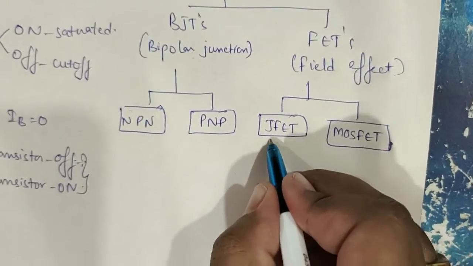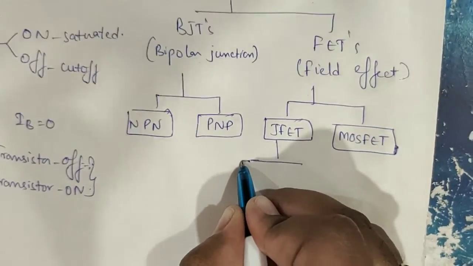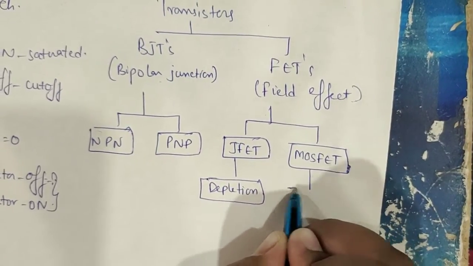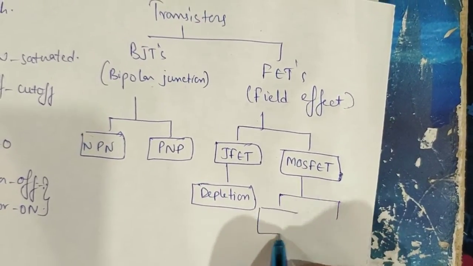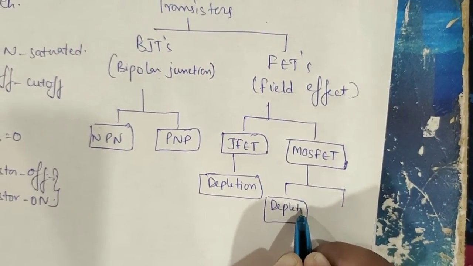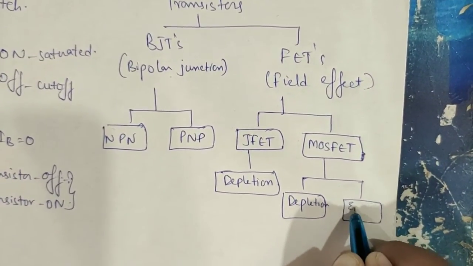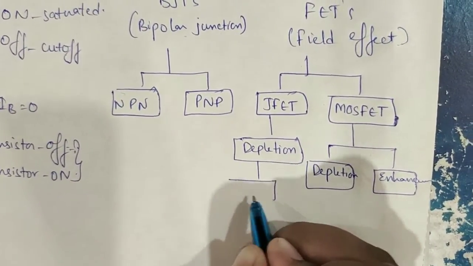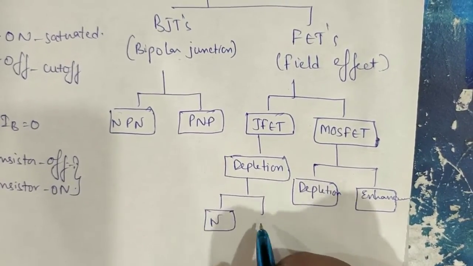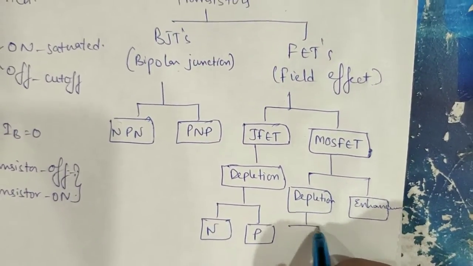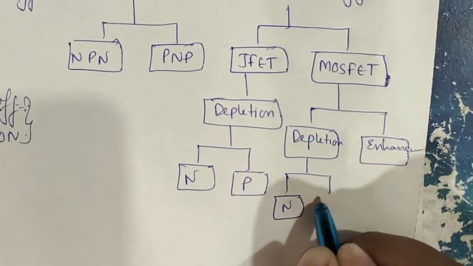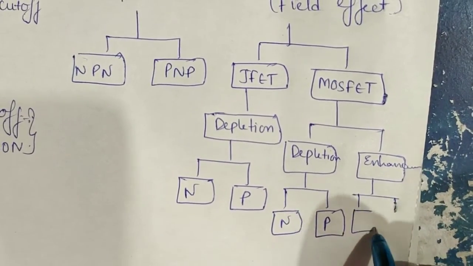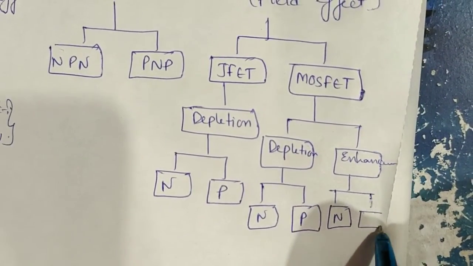The JFET is classified into a single mode, that is depletion mode, and the MOSFETs are classified into two modes, depletion and enhancement. The depletion mode is classified, as everyone knows, into two channels, N channel and P channel. Similarly for MOSFETs, N and P. In MOSFETs, even the enhancement mode is classified into two channels, N and P.